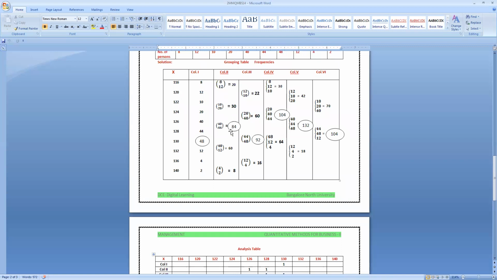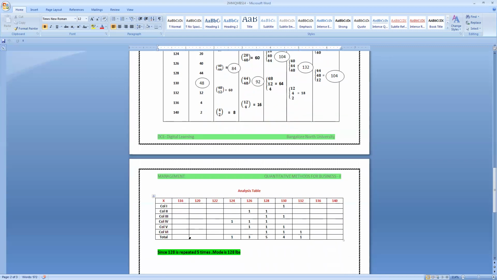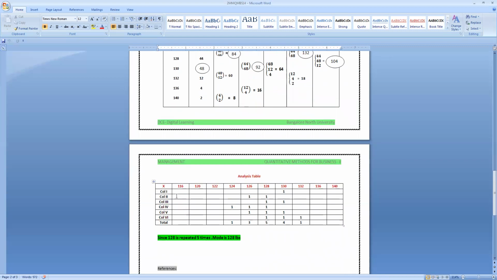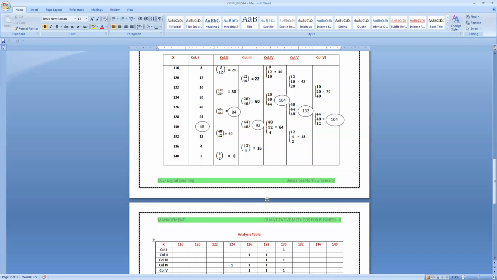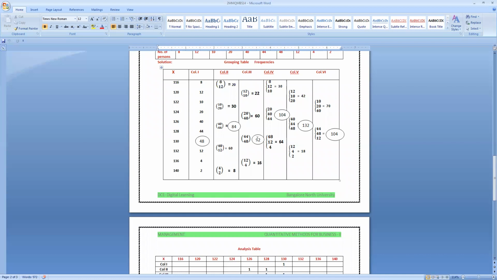And see, in the second column the highest number is 84. How did we get this 84? By adding 40 and 44. We should see 40 and 44 in the frequency column. Corresponding to these, the variable values are 126 and 128. Now in the second column, in front of 126 we mark 1, and in front of 128 we also mark 1. That is done.